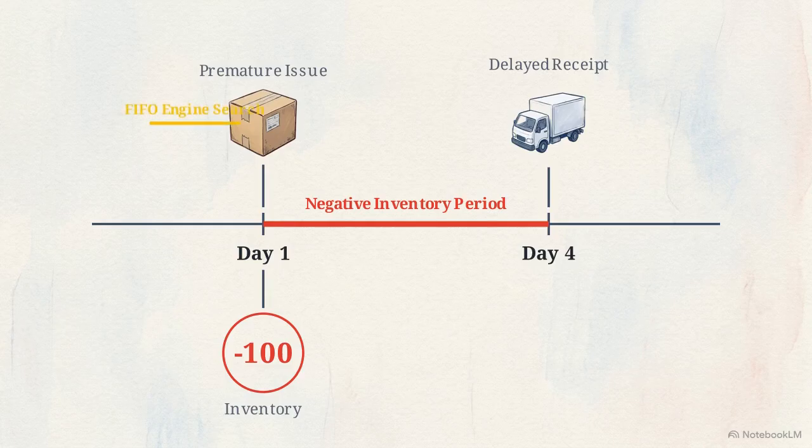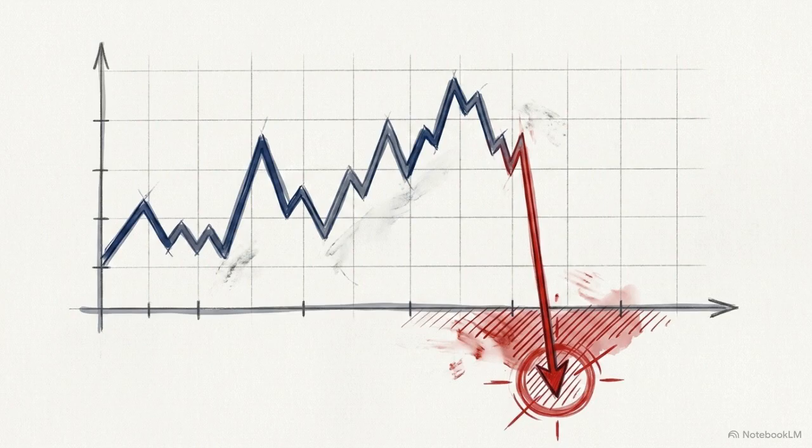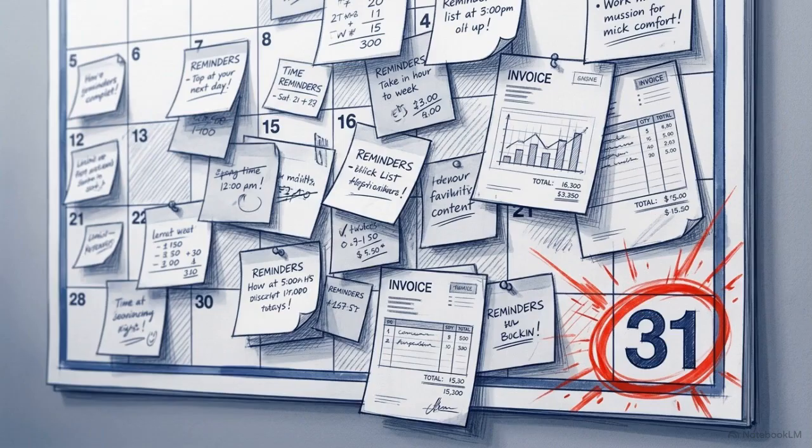This causes a severe mechanical failure. The FIFO cost layer matching algorithm requires a preceding receipt to pair with every issue to calculate accurate profit margins. The algorithm hits empty space. The issue transaction cannot be accurately costed, effectively breaking the financial inventory value entirely. Finance typically only discovers this imbalance weeks later at month-end, long after subsequent transactions have been built on the flawed cost basis.